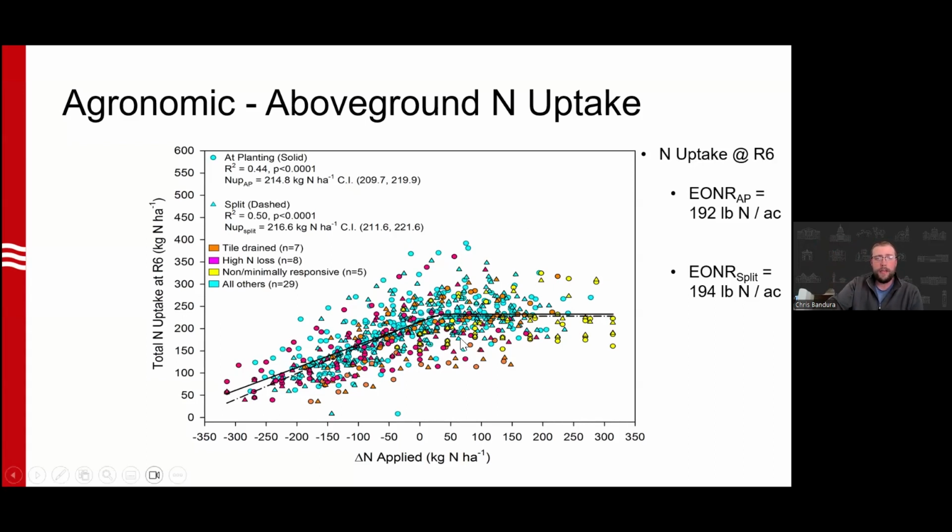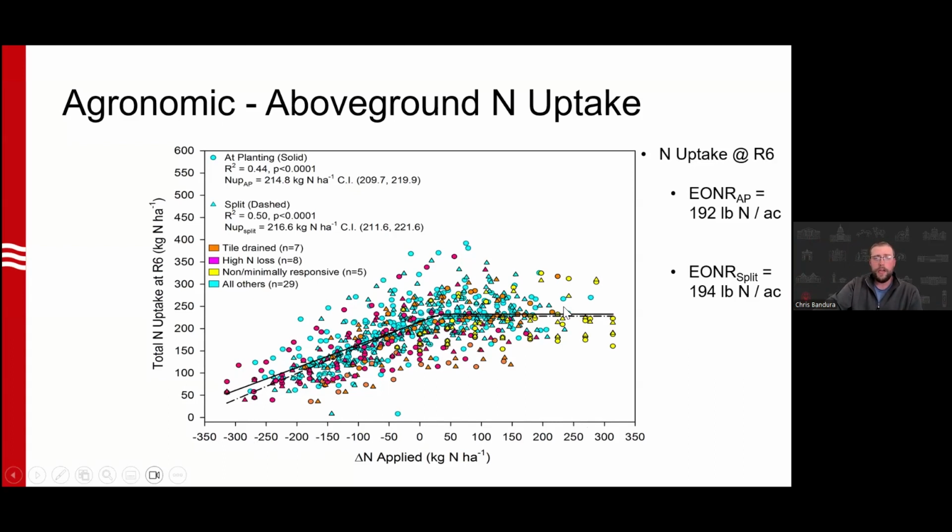So what that means when you boil this all down, if 0 is the perfect N rate here, anything with a positive value represents an over application. So nitrogen that really wasn't needed to optimize yield, and a negative value on these axes represents an under application.